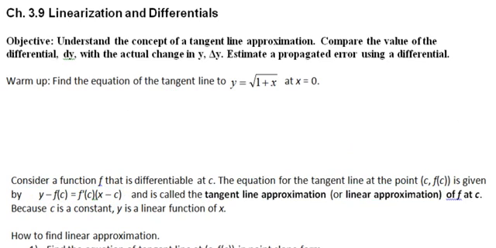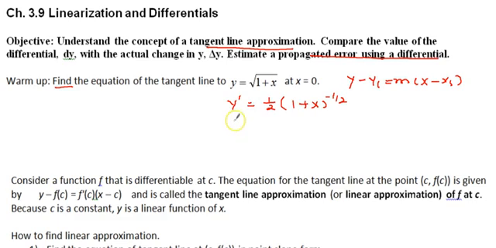So here we want to understand the concept of tangent line approximation and compare the values. We will talk about that. Don't worry about the error part. Let's talk about this warm-up. Find the equation of tangent line at x equal to 0. So we know the equation of tangent line is y minus y1 equals m times x minus x1. We have done this before, but today we are going to use this equation of tangent line and find the answer of approximation. So 1 plus x to the negative half.